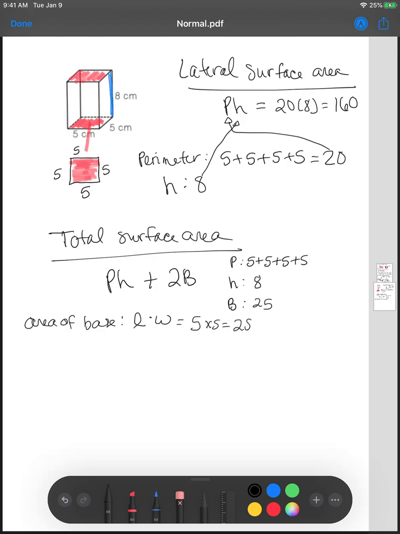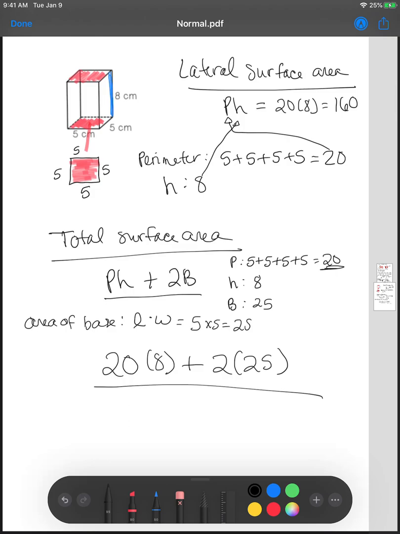So now I'm going to take these and plug them into my formula. P is 20. Height is 8, plus 2 times 25. And then I'm going to put this into my calculator just the way I see it. So 20 times 8 is 160 plus 2 times 25, which is 50. So I get 210. Our total surface area is 210. Our lateral surface area is 160.